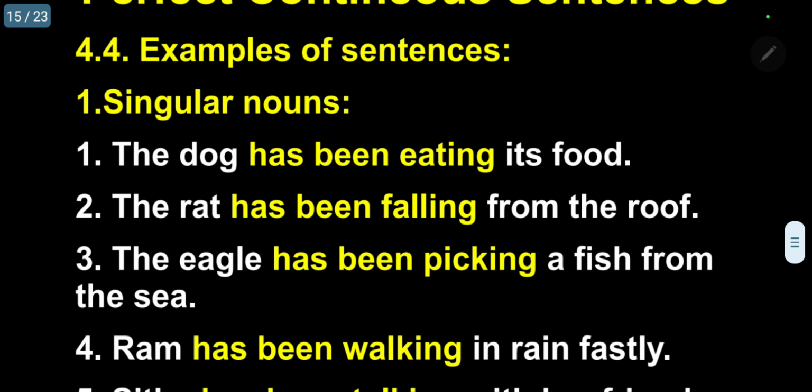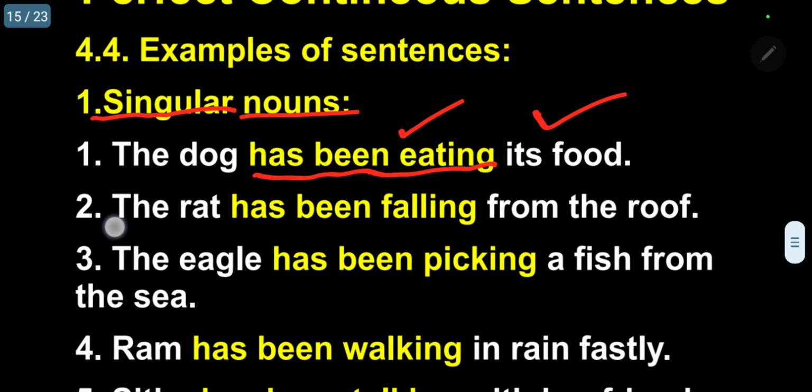First, I will take nouns. Under the noun, singular noun. The dog, singular, has been eating its food. Eat, E-A-T-I-N-G, eating its food. Kindly follow. That is two vowels coming, that's why T is not repeated. The dog has been eating its food.